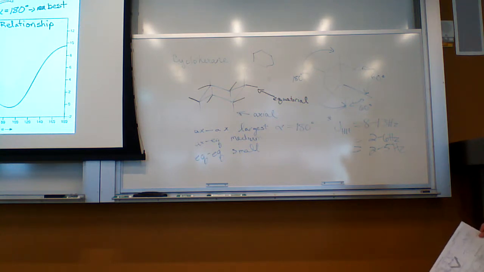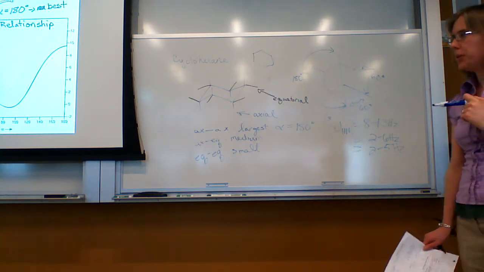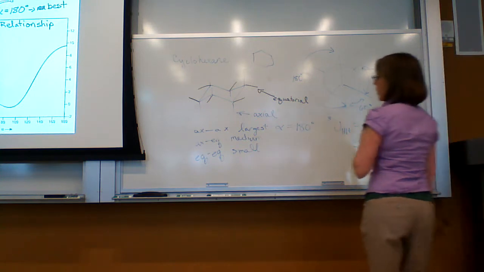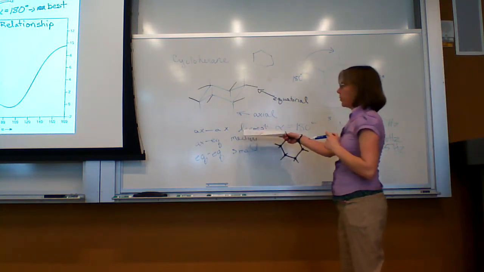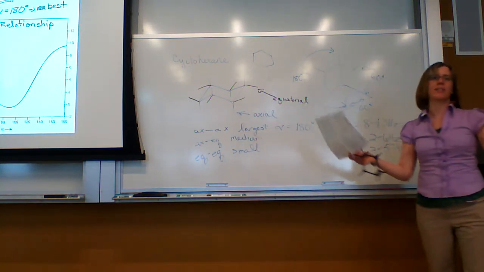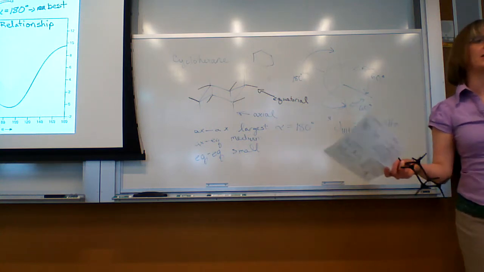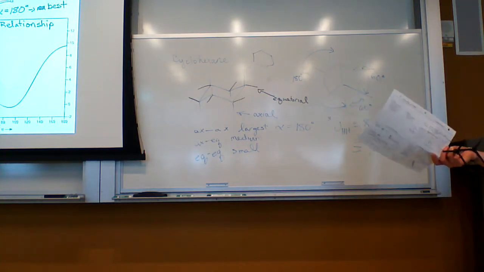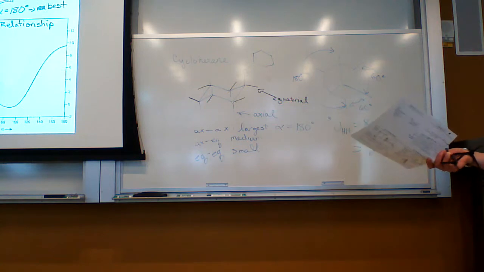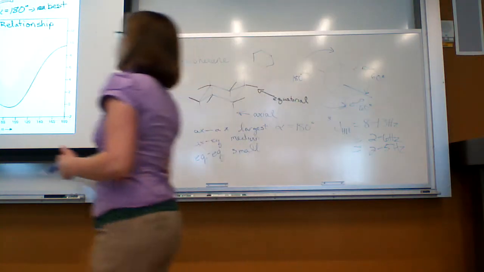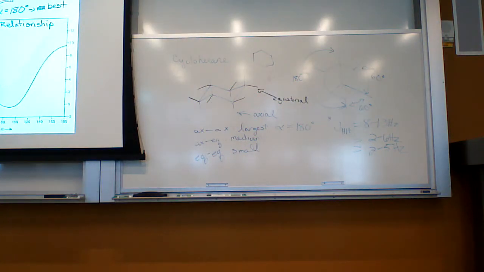You don't have to memorize that type of value, but you need to know this relationship and where it comes from. So you need to be able to explain why the axial-axial would be larger than an axial-equatorial or equatorial-equatorial, based on the Karplus relationship, and be able to explain why that is a maximal overlap or not.